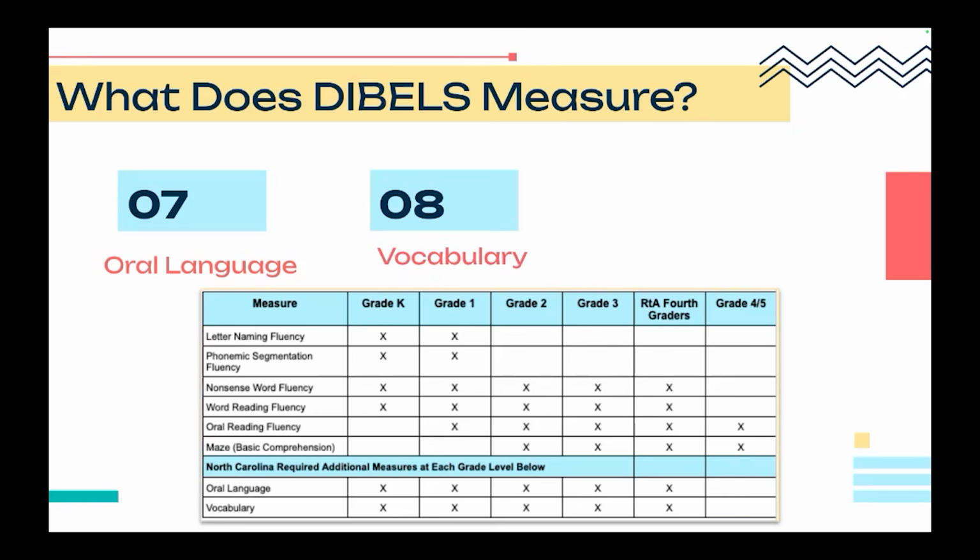The chart at the bottom lists the subtest name or the measure and the grade levels in which they are assessed. Please note that 4th grade Read to Achieve students will take the assessments. However, in grades 4 and 5, the assessment is only for students in need of an intervention. And these are students that receive additional reading support outside of the regular reading time. All right, so now let's look at these measures and subtests a bit more deeply.